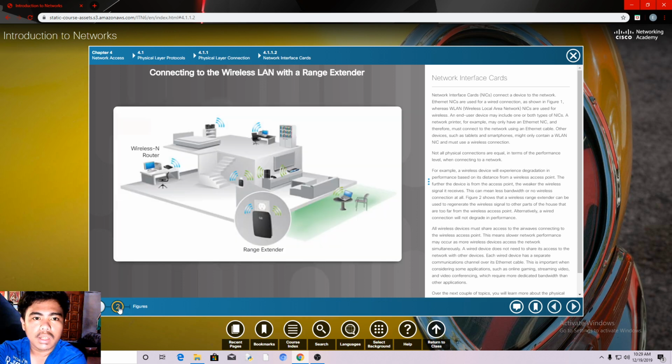Here in figure 2 is an example of connecting to the wireless LAN with a range extender. We have the example of the wireless router with many devices connected, and the range extender helps the router throw more signal even far away. So it gives a more efficient signal even though the router is far away.